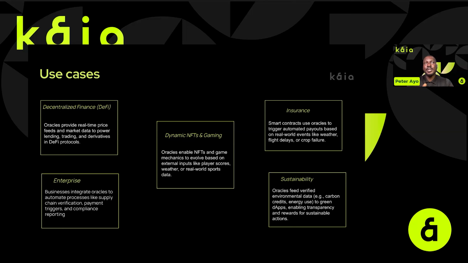So what this means basically is that for insurance, we have access to external data based on real world events like weather, flight delay, or crop failure. And this can be used to trigger automated payouts for these various use cases.